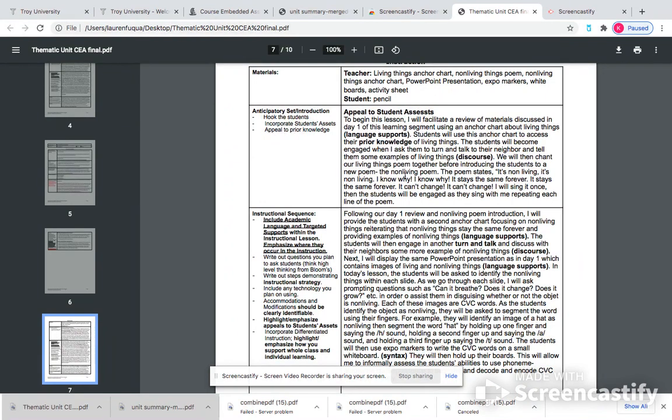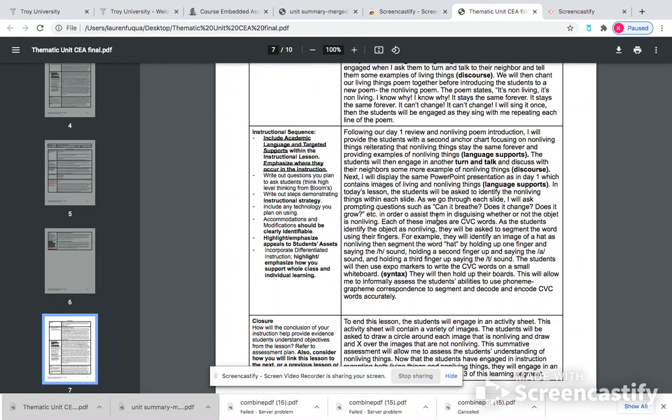They will then be introduced to a new poem, a similar poem, about non-living things. This poem states, "It's non-living, it's non-living, I know why, I know why. It stays the same forever, it stays the same forever. It can't change, it can't change." They will sing it once, and the students will be engaged as they sing with me, repeating each line of the poem.